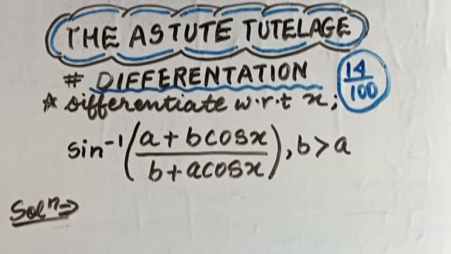Today we are going to solve a series of 100 differentiations, in which today we have to solve 14 out of 100. Here we are given a question to differentiate with respect to x: sine inverse of (a plus b cos x) upon (b plus a cos x). Here a condition is given that b should be greater than a, right?